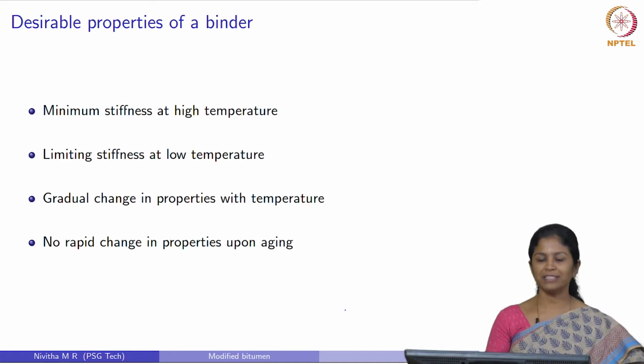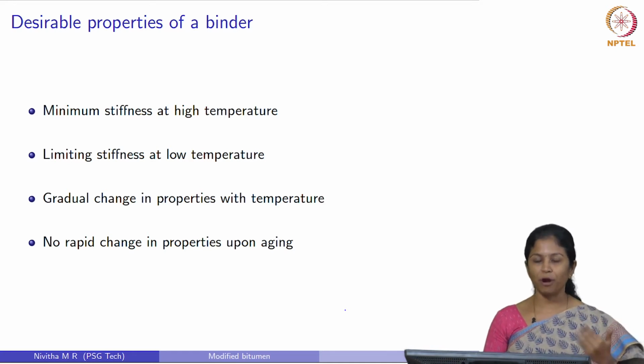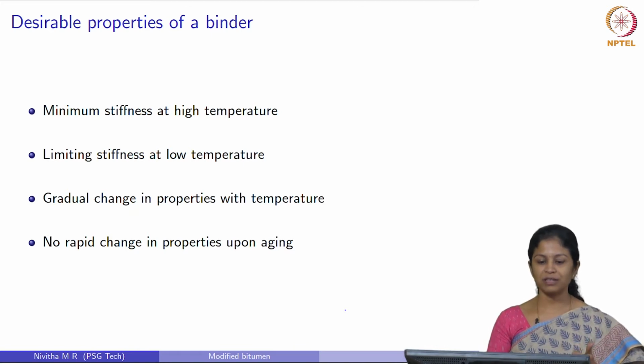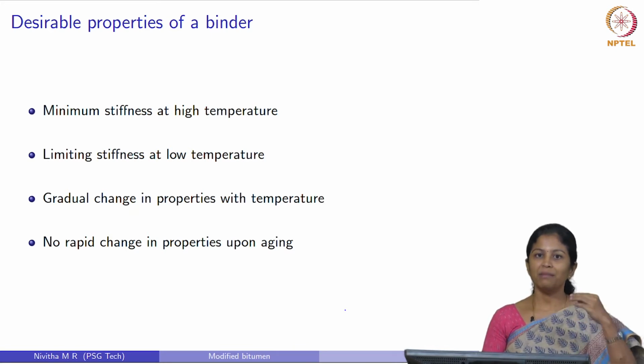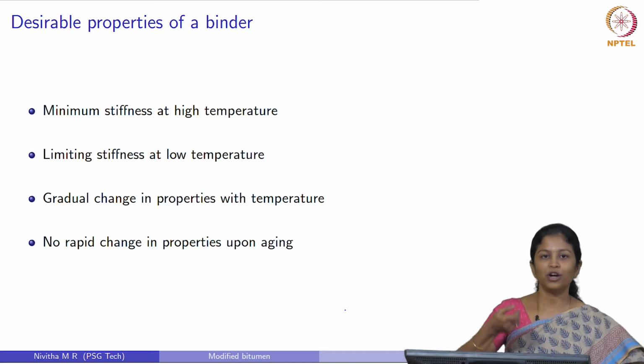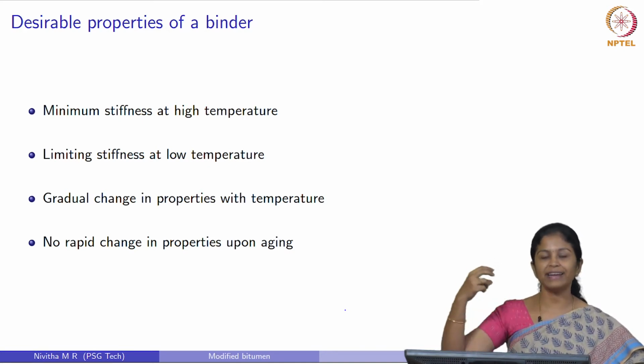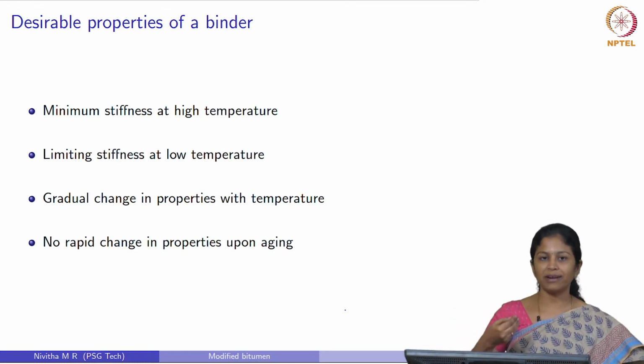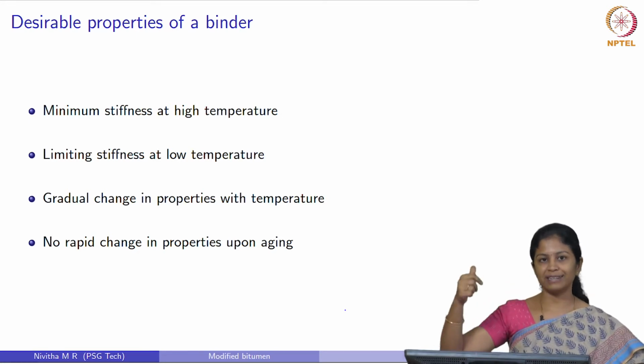So, how to minimize these distresses? To minimize these distresses, what are the desirable properties of a binder that we are looking into? The first and foremost is we need the binder to have a minimum stiffness at high temperatures, because we said at high temperature the binder is not stiff enough to take the wheel load. So, we need to improve the stiffness of this binder at high temperatures so that it will not rut under the wheel load. So, the first requirement is the binder should have some minimum stiffness at high temperatures.